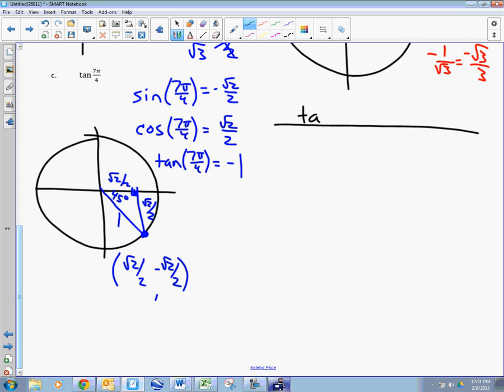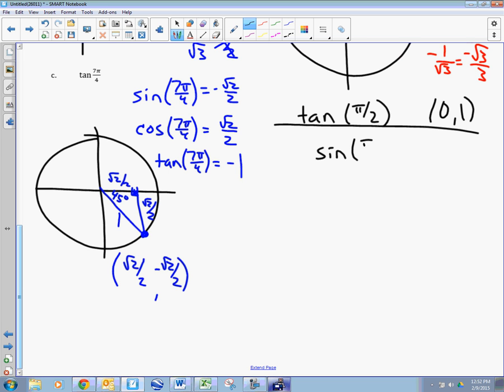Give me one more. Tangent of pi over 2. This one's super easy. What's the terminal point for pi over 2? Pi over 2 is 90 degrees, right? So what's that terminal point? What's the coordinate? 0, 1.